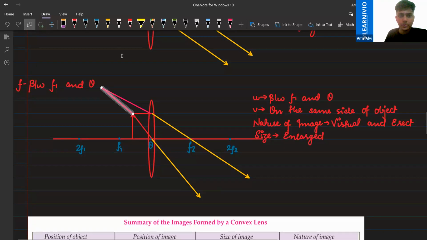Okay, so here it is. Why? Because actually they are not meeting, because they are diverging. They are spreading out.